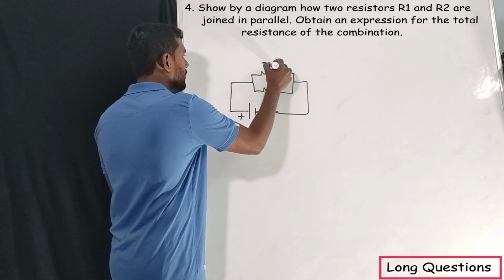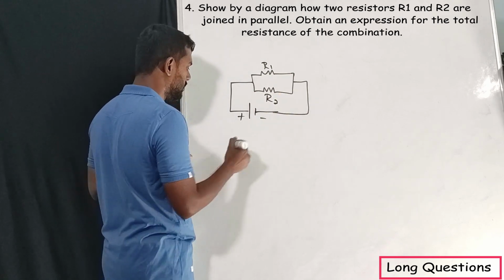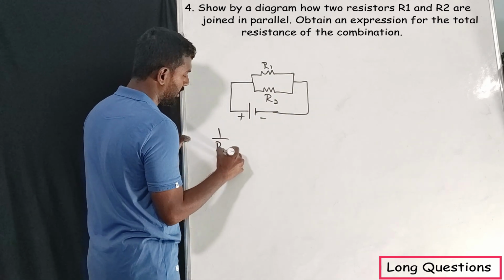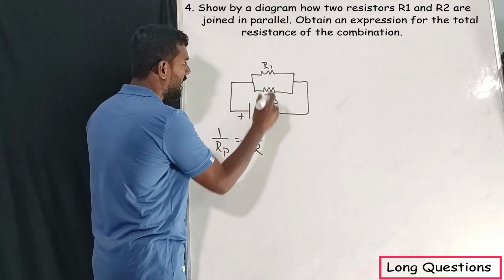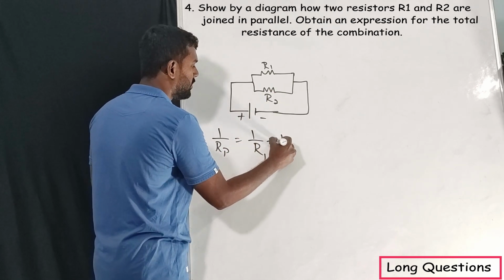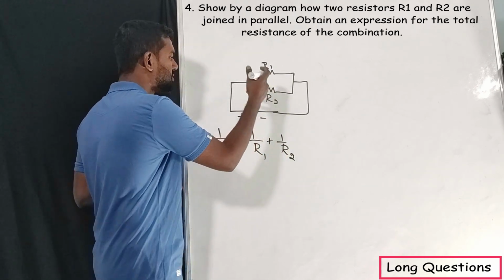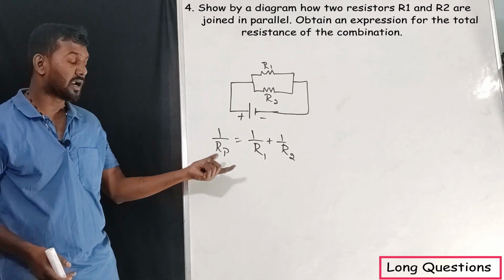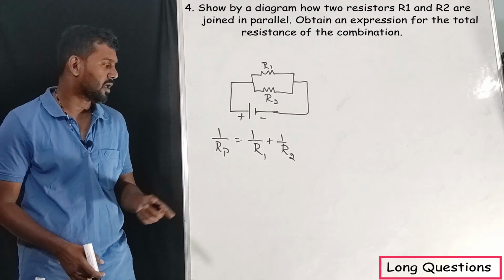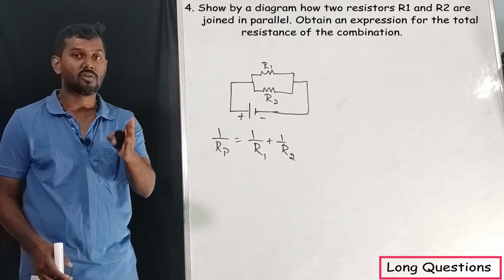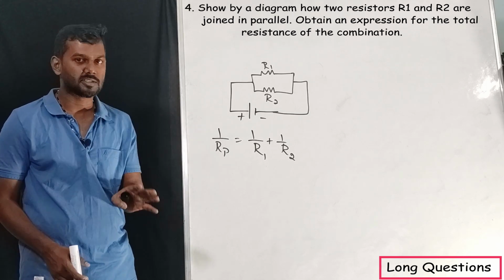So here we have two resistors and we have to connect them in parallel. That's it, R1 and R2. So the final expression will be 1 by Rp is equal to 1 by R1 plus 1 by R2, since we have two resistors. If you substitute the values, we will get the answer, and finally we have to take the reciprocal. You will understand that while solving the numericals. That's why I am suggesting it.